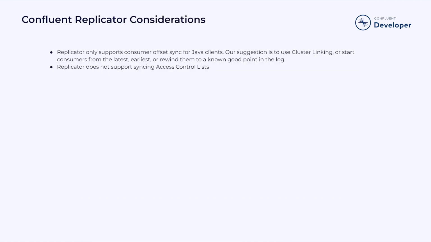There are a couple of things you should keep in mind before selecting Replicator. Replicator only supports consumer offset sync if you're using a Java client. Our suggestion is to use cluster linking, or start consumers from the latest, earliest, or rewind them to a known good point in the log, and Replicator does not support the syncing of access control lists.